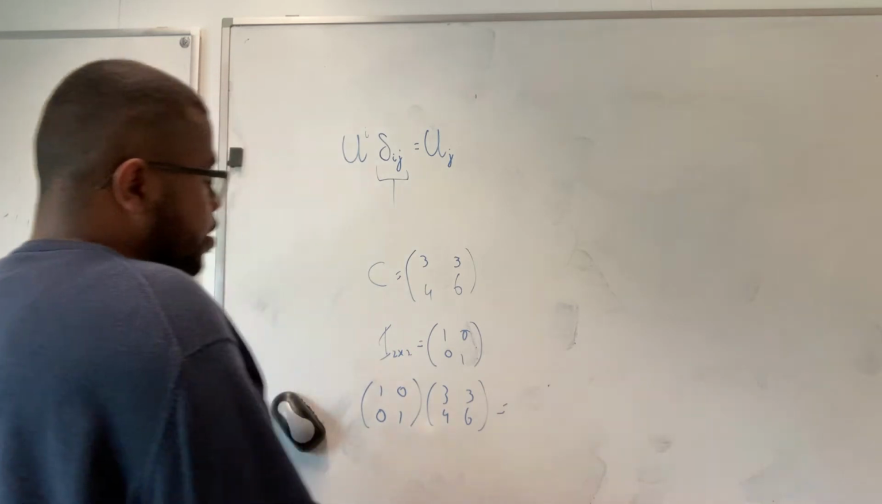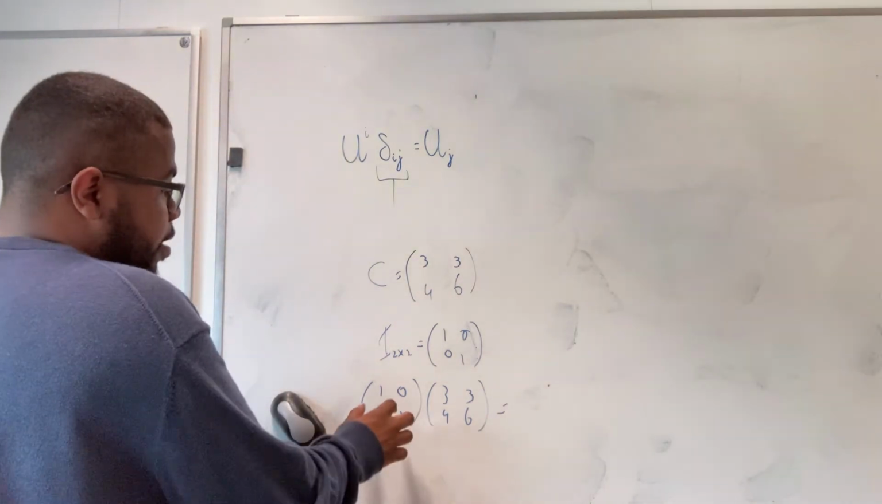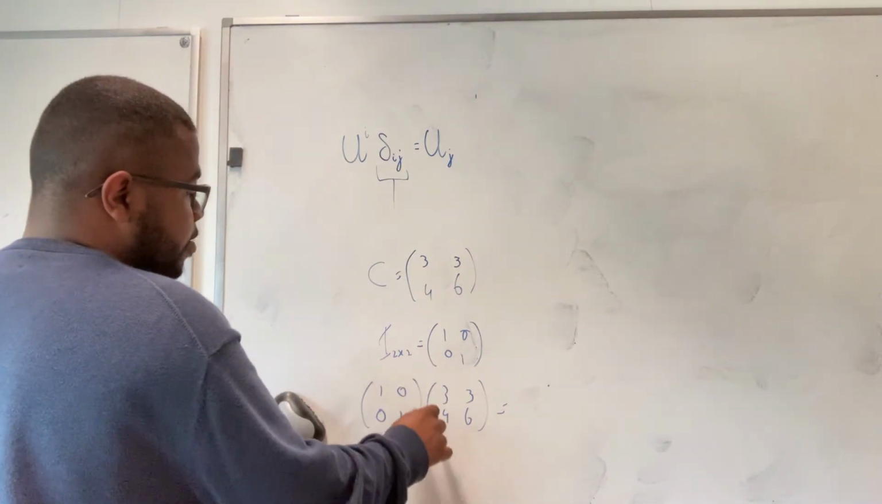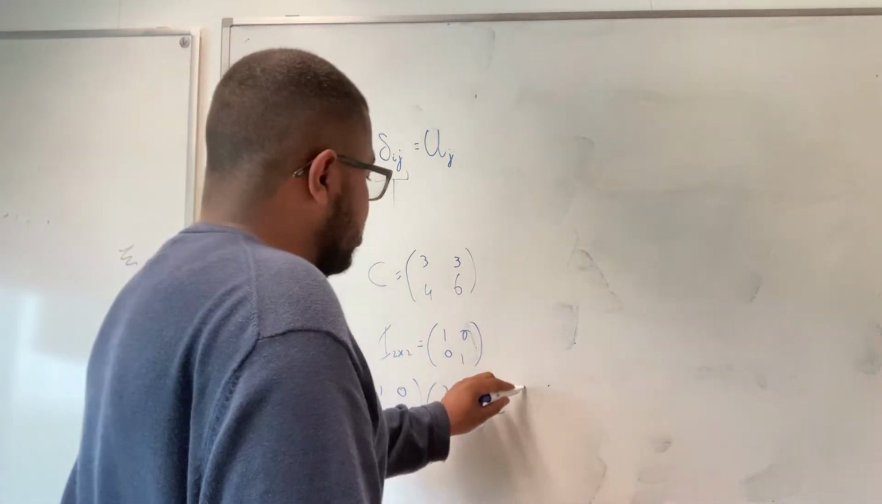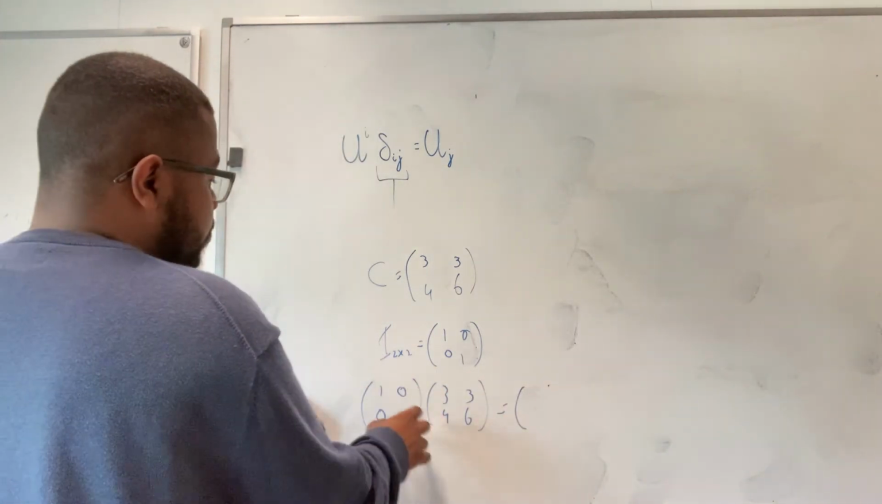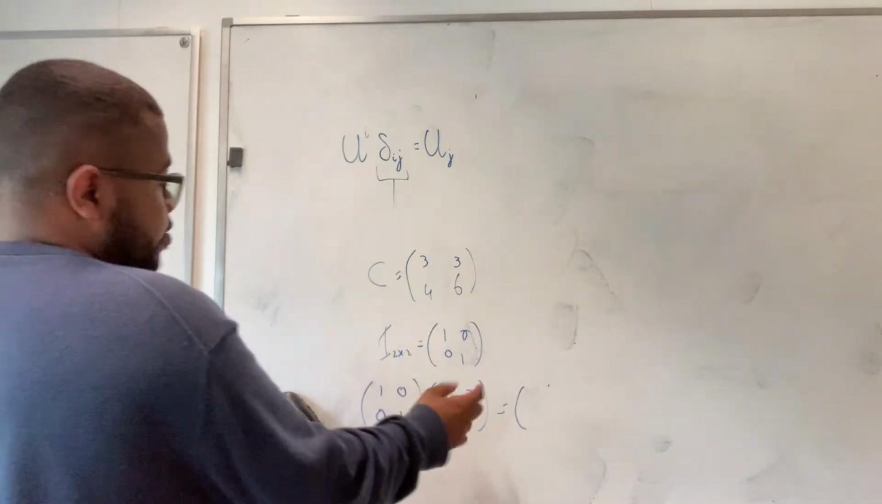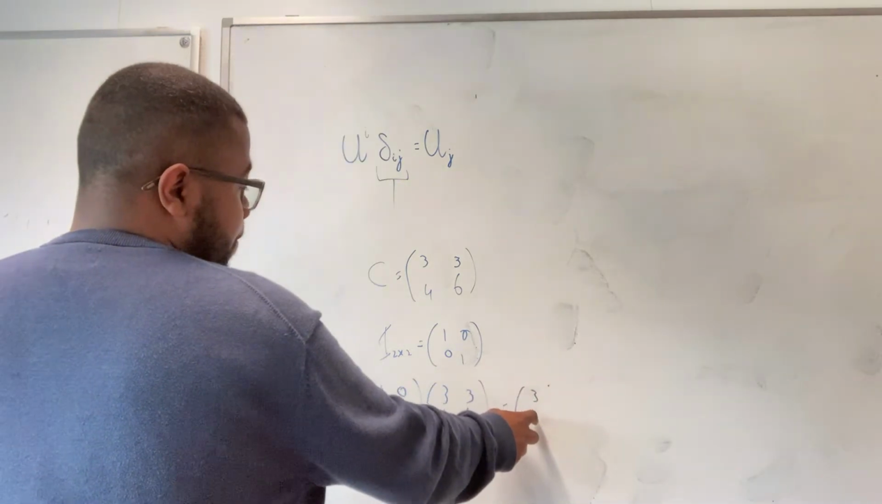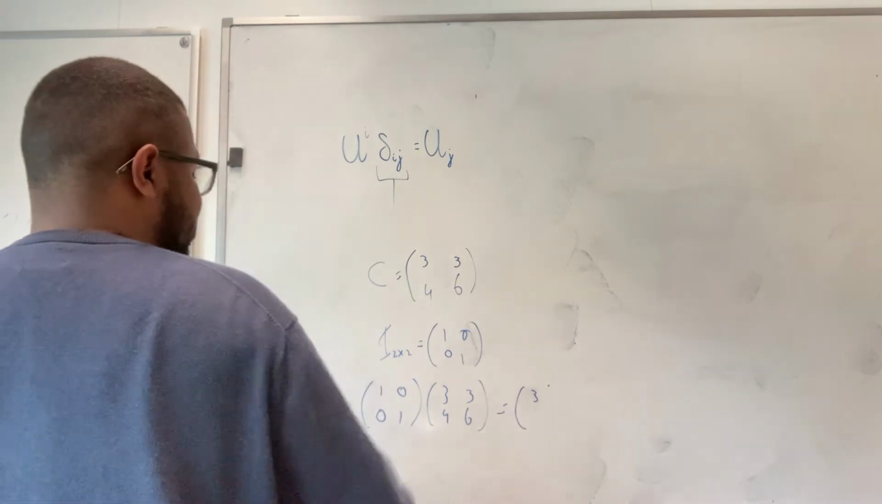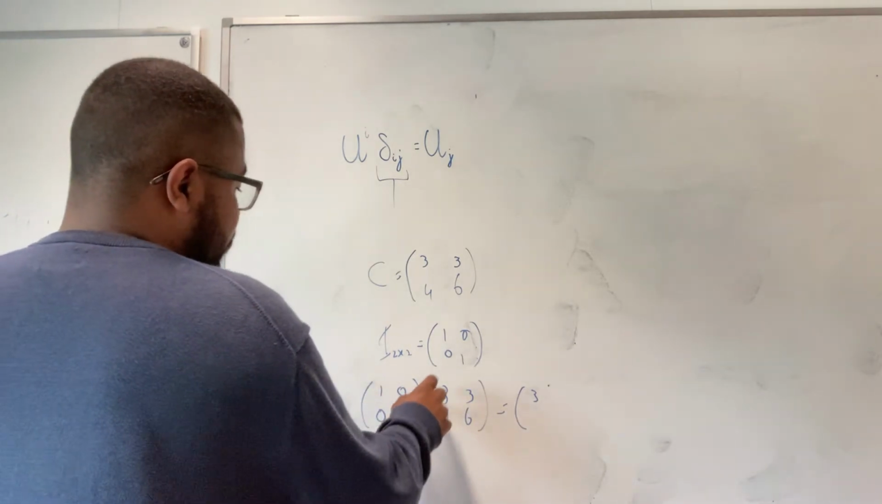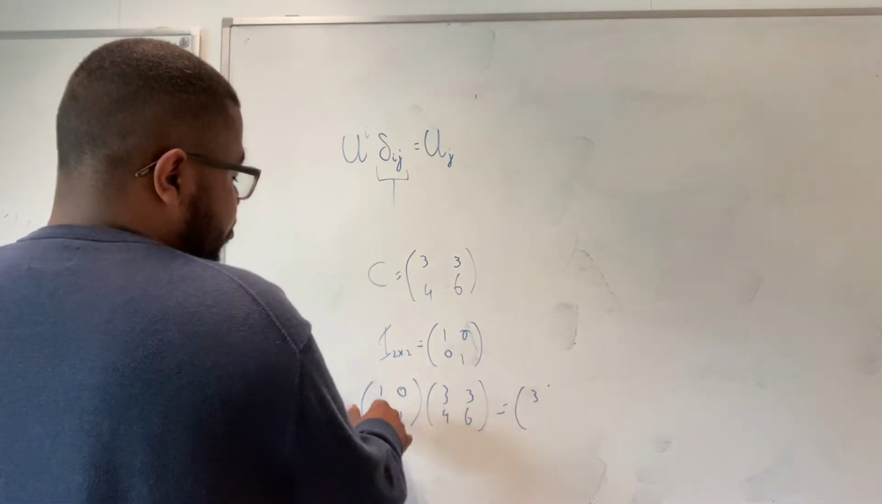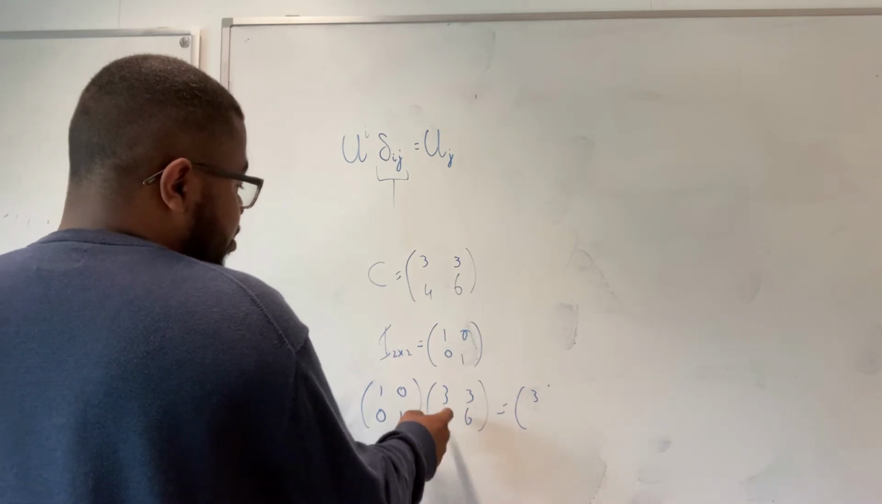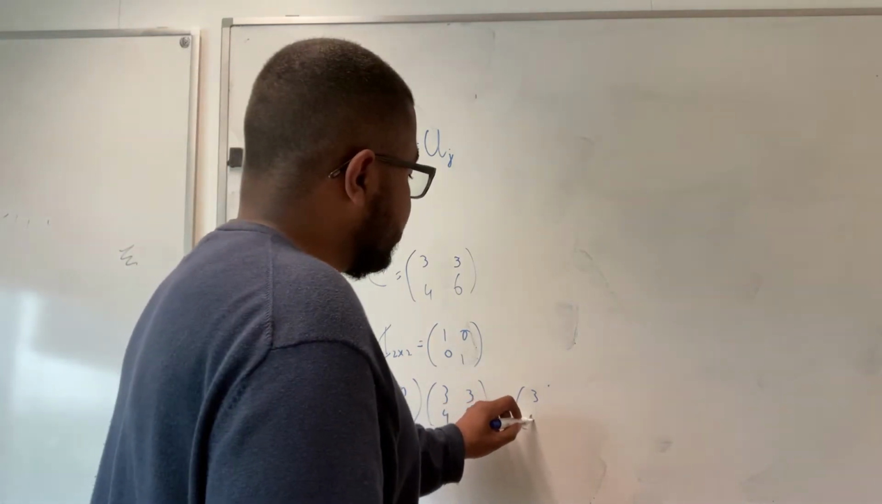What we will get, if we do matrix multiplication again, we do this times this, is that the first element right here would be 3 plus 0, it would just be 3. In the second row, the first element would be 0 times 3, which is 0, and 1 times 4 is 4, so we would just have 4 right here.